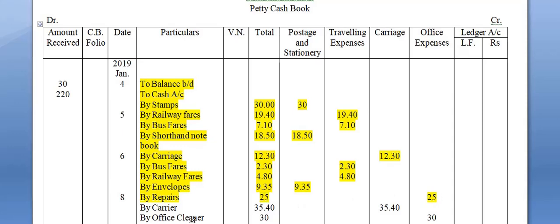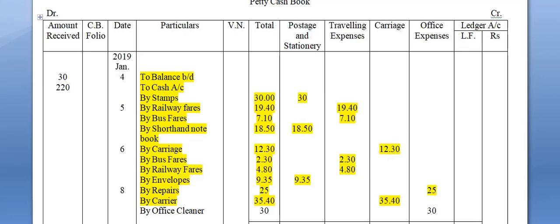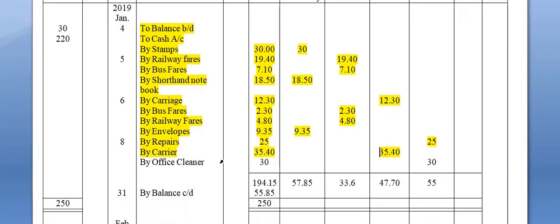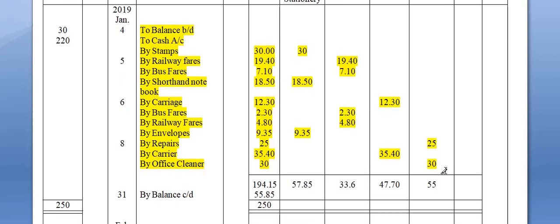25. Okay, by carrier, it's related with carriage, 35.40. Okay, and this office cleaner, you will include in the office expenses column. So what you will do at the end, you will just draw a single line out here. Drawing lines in accounts is very, very important. So you will draw a single line out here, and after that you will find the total of all these items. It will be 194.15.